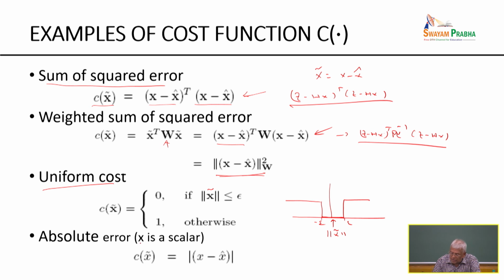Then when x is a scalar, I can also measure the cost as an absolute value. So C of x tilde is equal to the absolute value of x minus x hat. So x tilde is the error, and x hat is the estimate. So this is the absolute value of the difference between the truth and the estimate. These are at least 4 different choices. These are not the only choices, there are other choices possible.